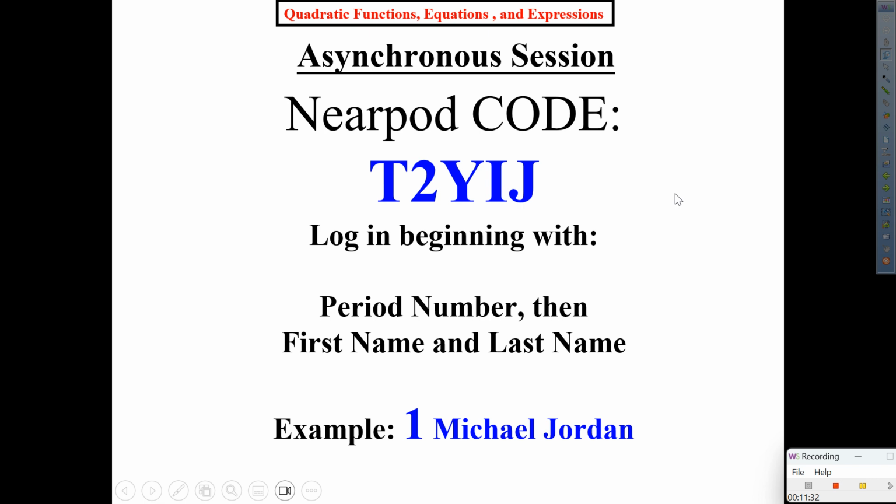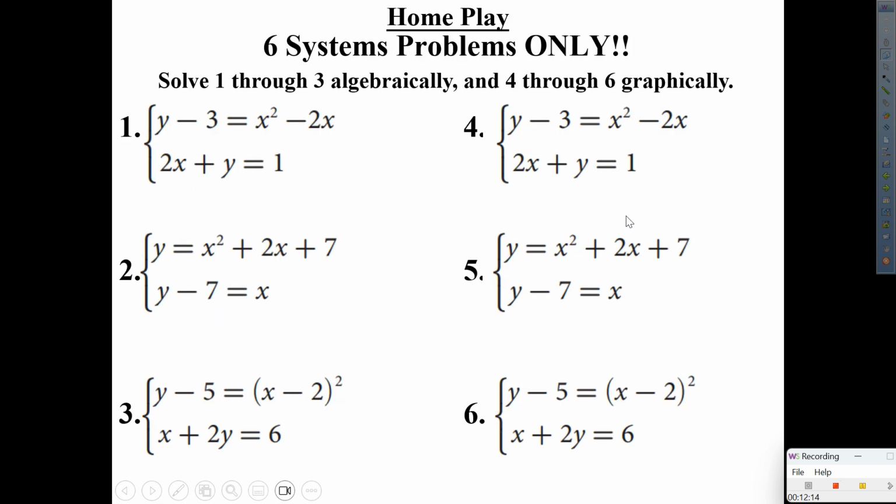Copy the code for tonight's home plate. T2YIJ. T2YIJ. T2YIJ. All right, and some of you, as you are on Canvas, you're navigating, you're looking at your stuff. Once again, turn in late assignments. Missing assignments, you're still on time. Turn in what you need to turn in. Wow. All right, so there's the home plate for tonight.